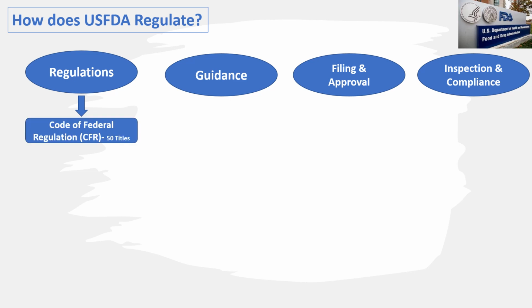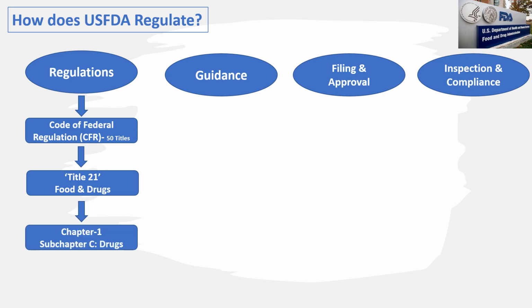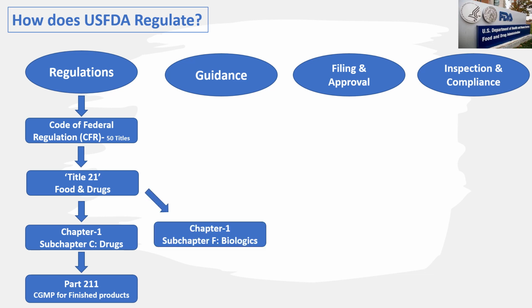Okay, so first of all, the regulation. There is the Code of Federal Regulations, which many of you might be aware of, called the CFR. It has 50 titles. Title 21 is related to food and drugs, and in that there is chapter 1, subchapter C, which is drugs, in which there is part 211, the current good manufacturing practices for finished pharmaceuticals. Similarly, there is chapter 1, subchapter F for biologics, in which part 600 is related to biological products.